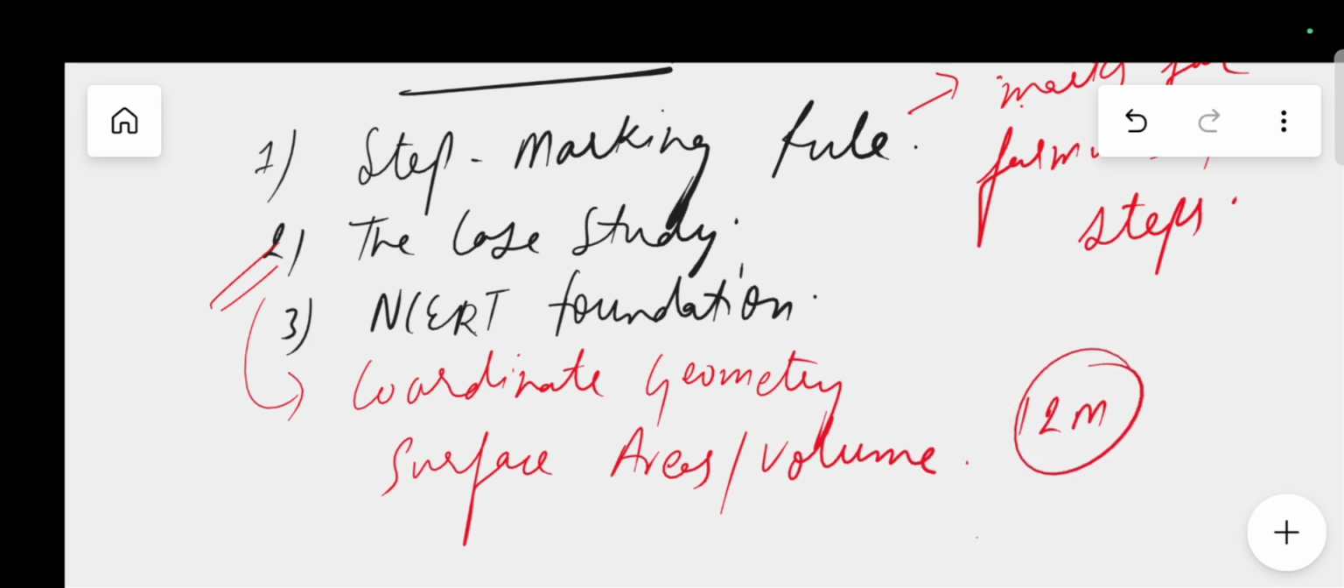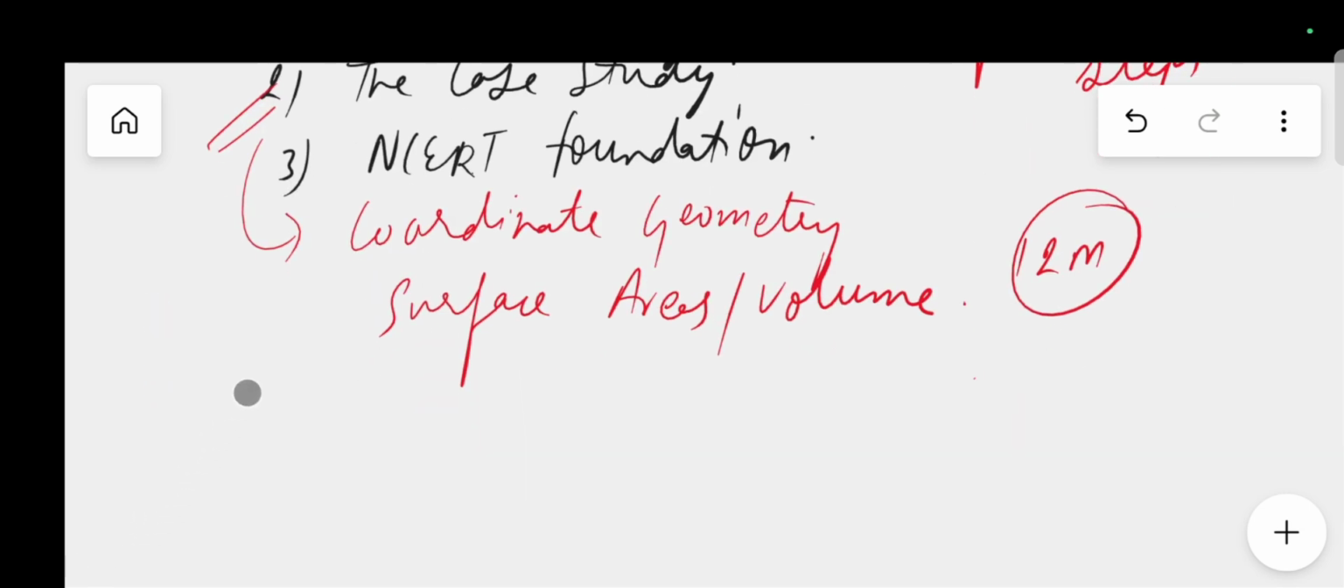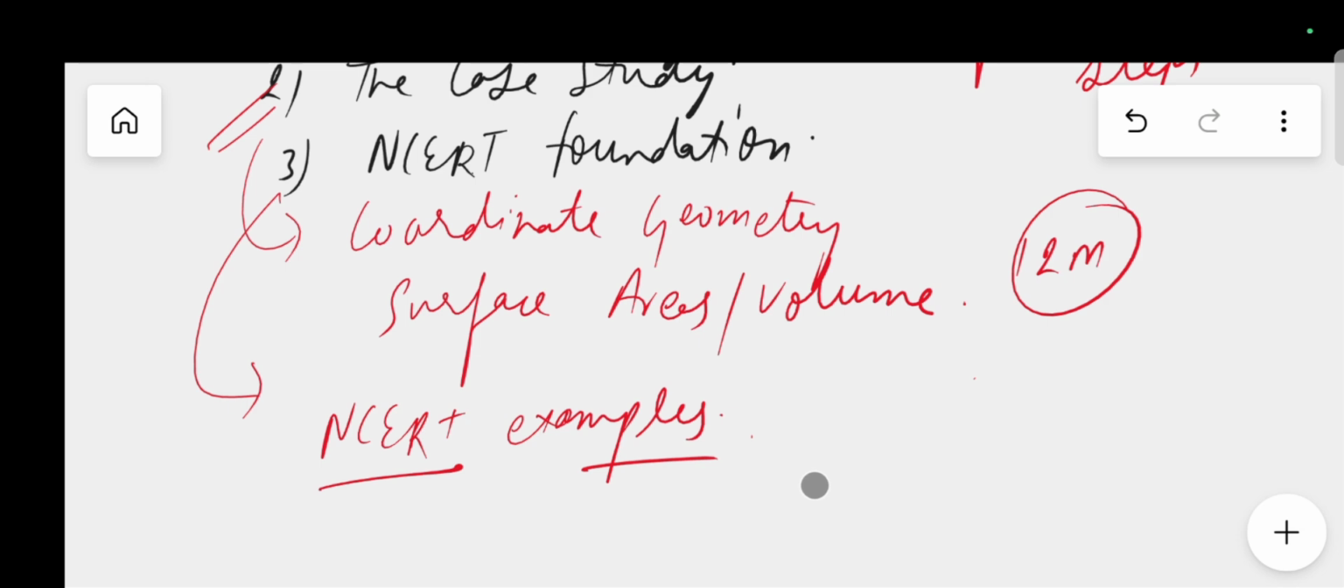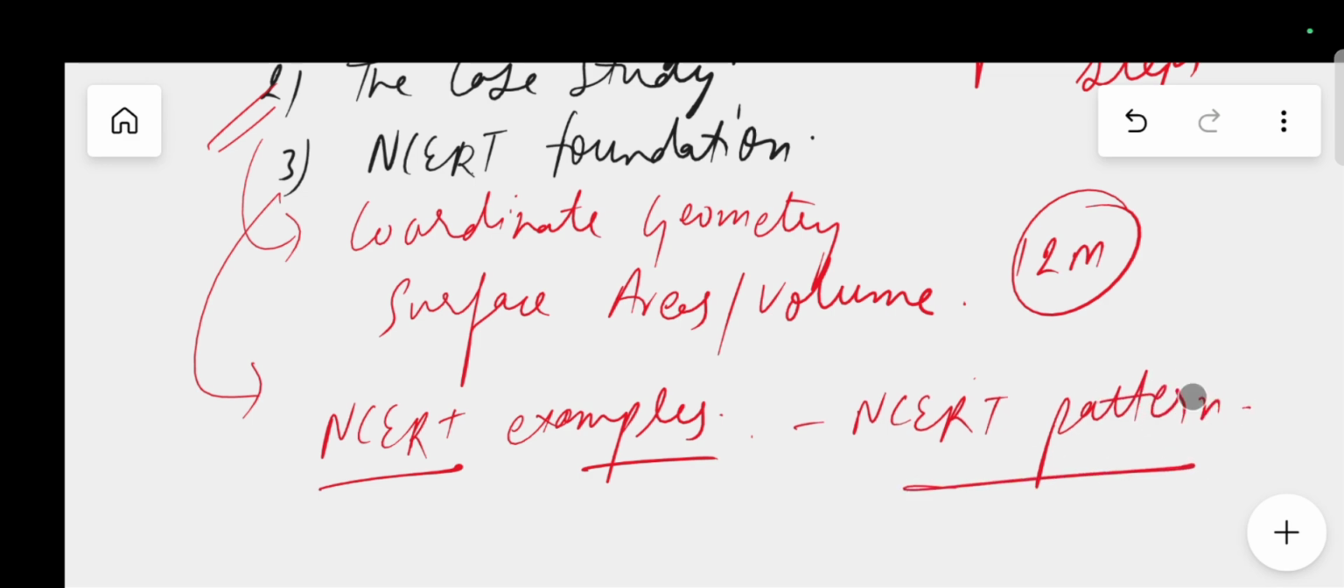And third one is the NCERT foundation. NCERT foundation means I suggest that after finishing your NCERT examples, then you touch any other books. First of all, you have to complete your NCERT, basically the examples. Most of the paper stays very close to the NCERT pattern. So start with your NCERT examples, then exercises, then move to any other books.